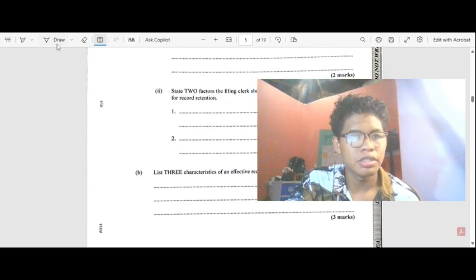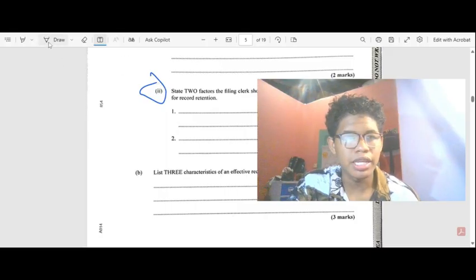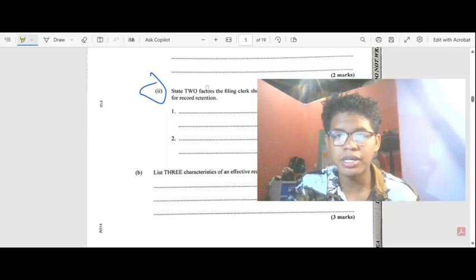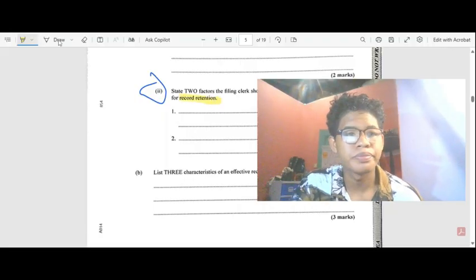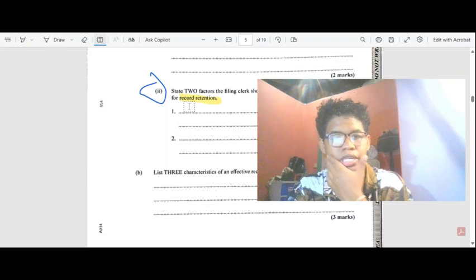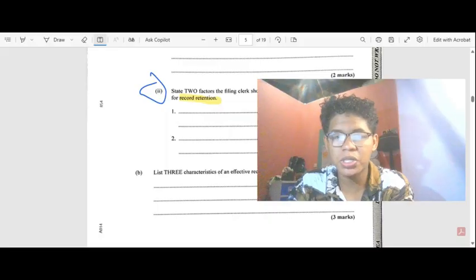Let's move on to part two. It says here, state two factors that the filing clerk should consider when determining the period for record retention. Let me just highlight that so you guys can break this question down. Record retention means at the end of a month, end of a week, and what not. So what are two factors that the filing clerk should consider when determining the period for record retention?